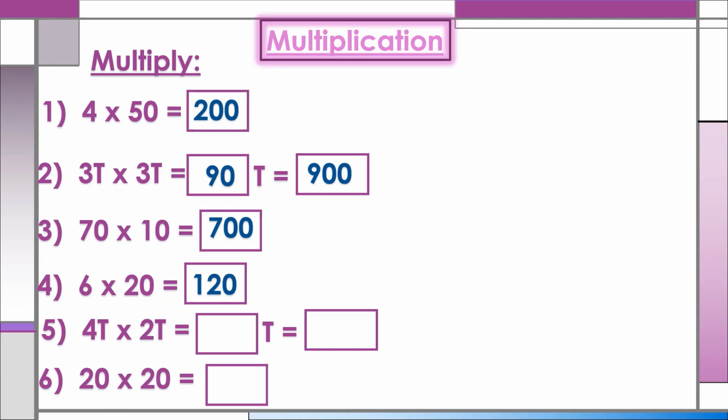So 80 tens, multiplied by tens, we get 800. 20 multiplied by 20, 2 2s are 4, and 2 zeros after that, 400.